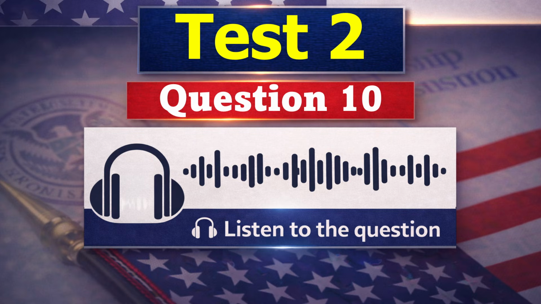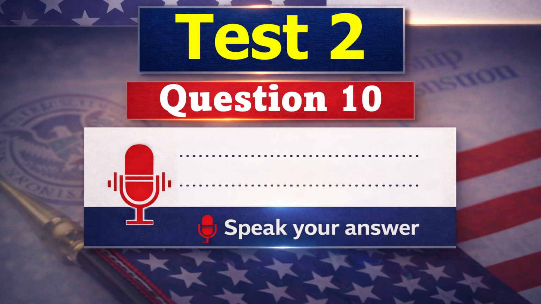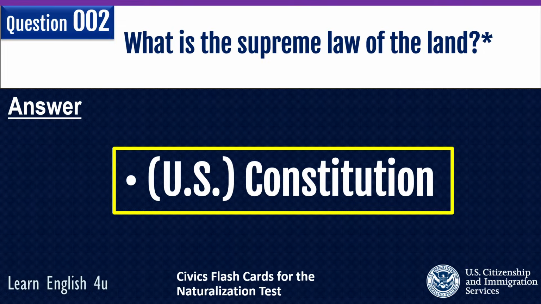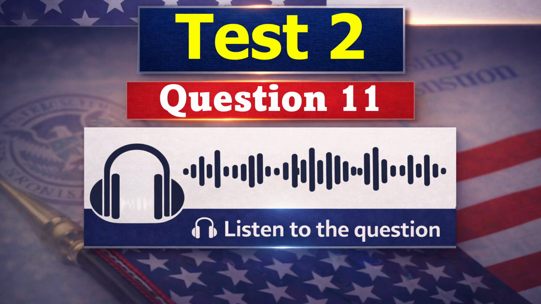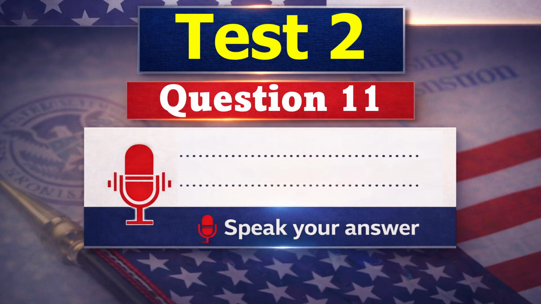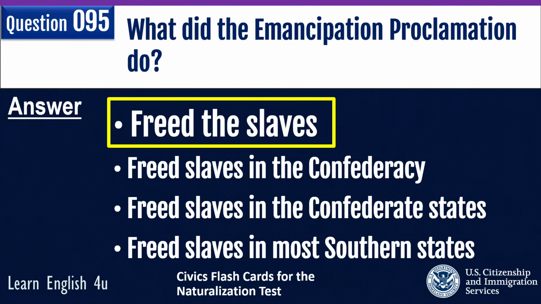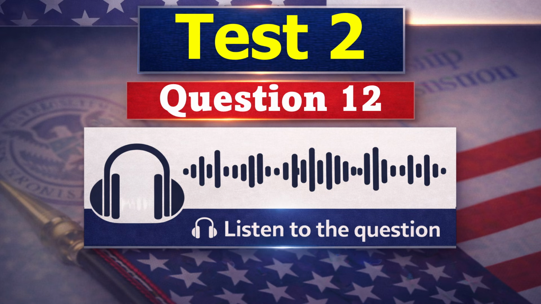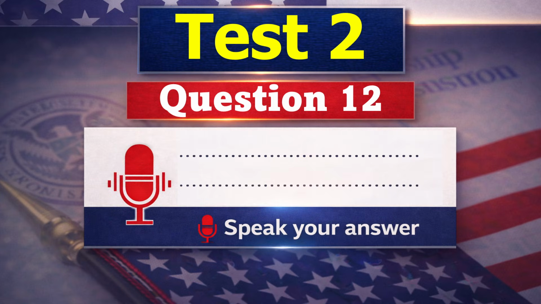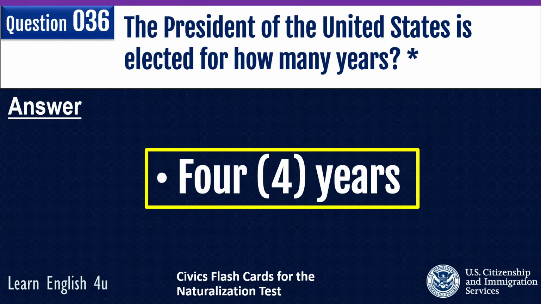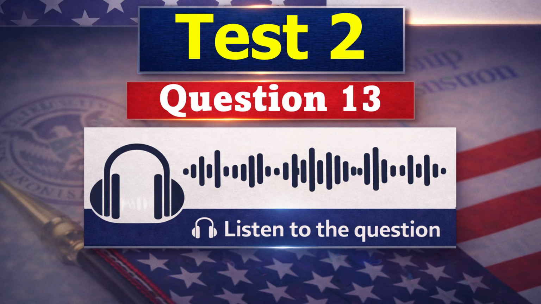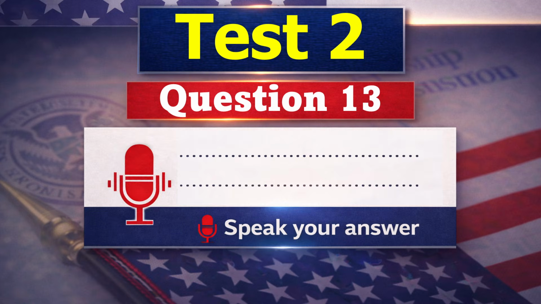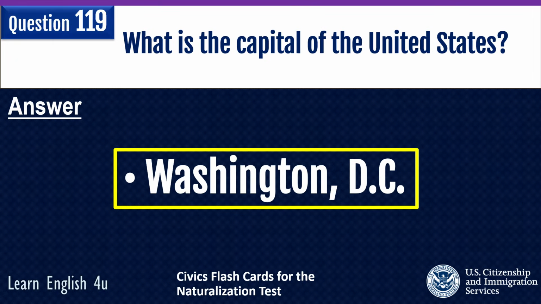What is the supreme law of the land? U.S. Constitution. What did the Emancipation Proclamation do? Freed the slaves. The President of the United States is elected for how many years? Four years. What is the capital of the United States? Washington, D.C.